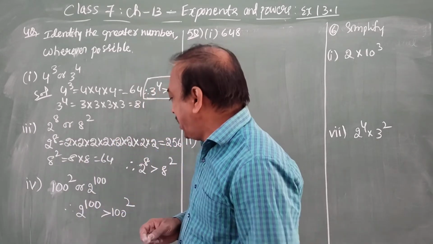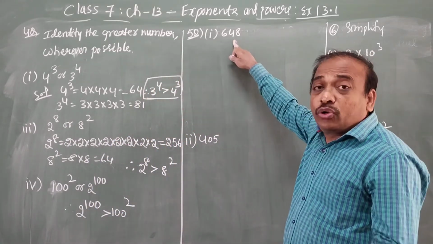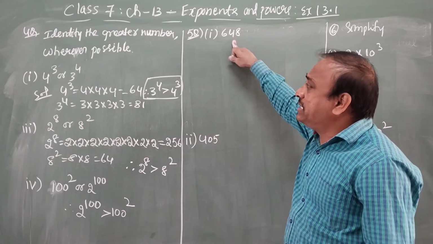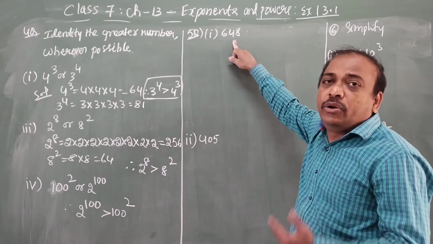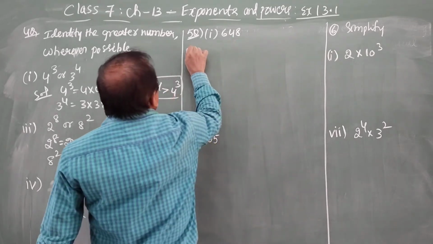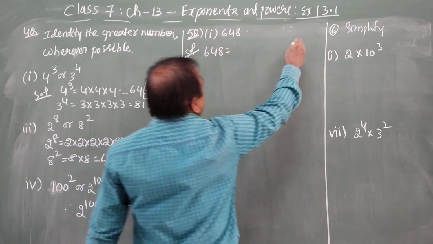Next, the fifth question is prime factorization. Prime factorization is nothing but expressing a number in its prime factors, as we did in question number 3. Similarly, in question number 5 we have to express it in power notation, exponential form. So 648 we are going to express as power notation.